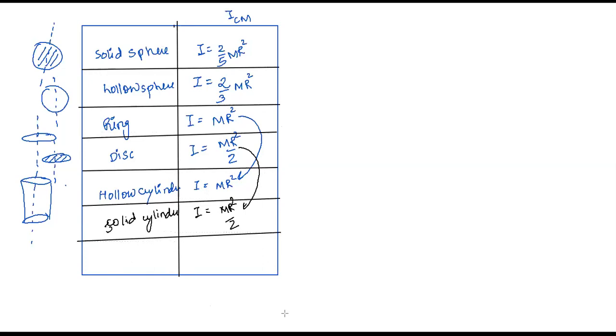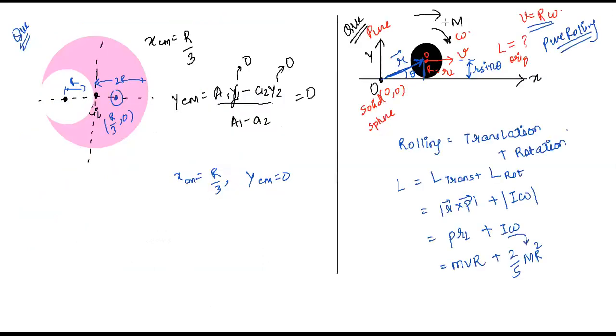Okay, great. So now, class, let's apply this here, right? So you have 2 by 5 MR square and then omega along with it. Now we have V is equal to R omega, right, Atul? So we can write this as MR into R omega, that is MR square omega, plus 2 by 5 MR square omega. How much should the answer be? 7 by 5 MR square omega. This is the total angular momentum. Are we now clear?